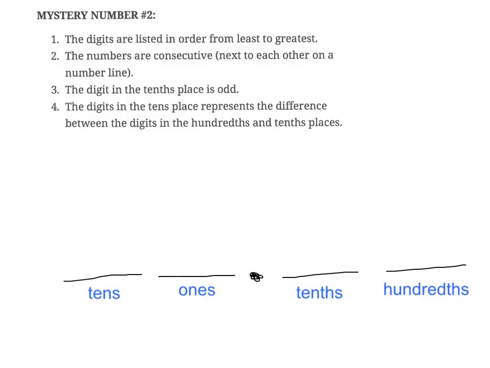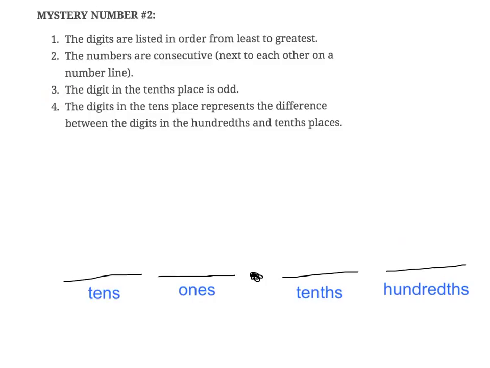The next one says the numbers are consecutive. Consecutive means that they're going to be like counting numbers, so it could be something like 1, 2, 3, 4, or 5, 6, 7, 8, and so on. But right now that's not super helpful either.